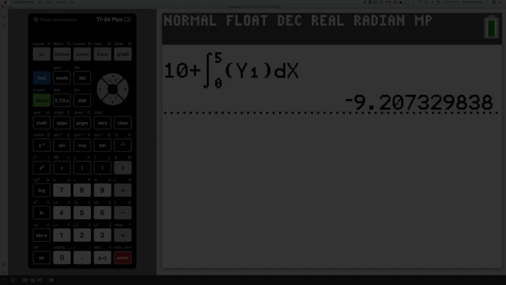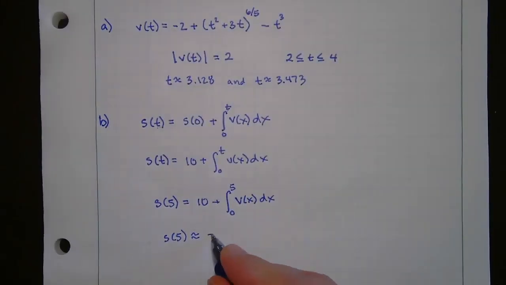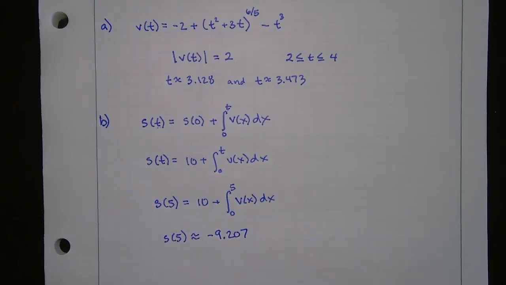All right, let's go back to our paper and we'll record. Okay, so this came out to be negative 9.207 from our calculator, okay? And that's it for that one, okay? Let's go to part C.